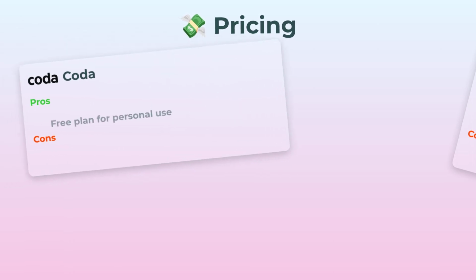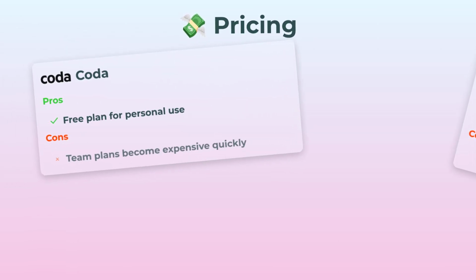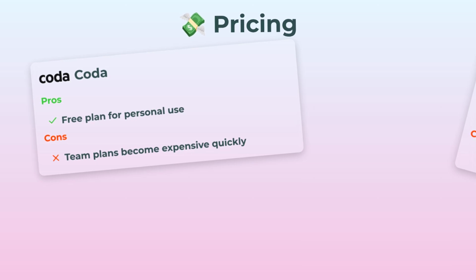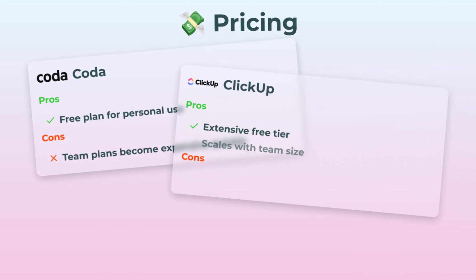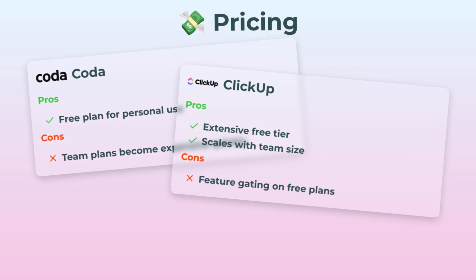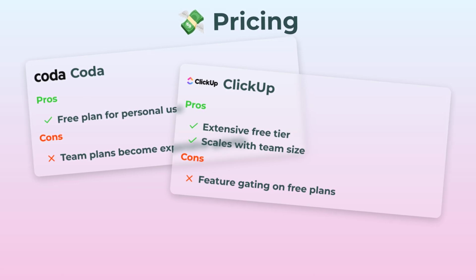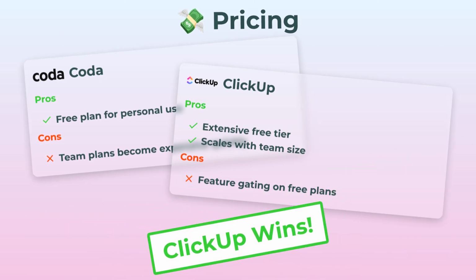Last up, pricing. Coda's got a free plan for personal use, which is super nice. But if you're bringing a team, those prices climb fast. Like, do the math and you might cringe. ClickUp, on the other hand, hooks you up with a generous free tier, and you only pay more as your team grows. A few features are gated behind paywalls, but overall, better value for most teams. ClickUp takes the pricing win.